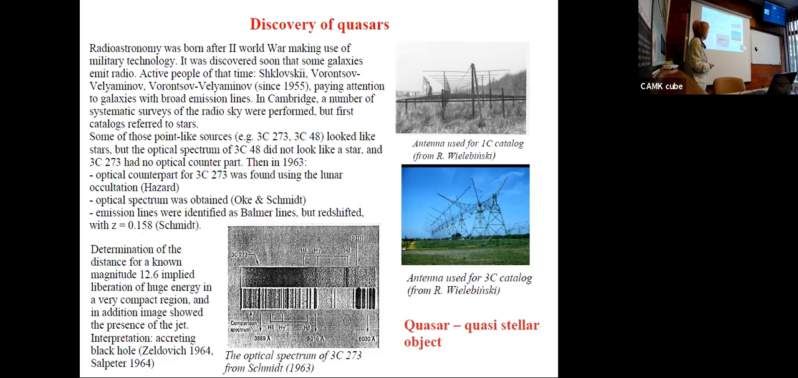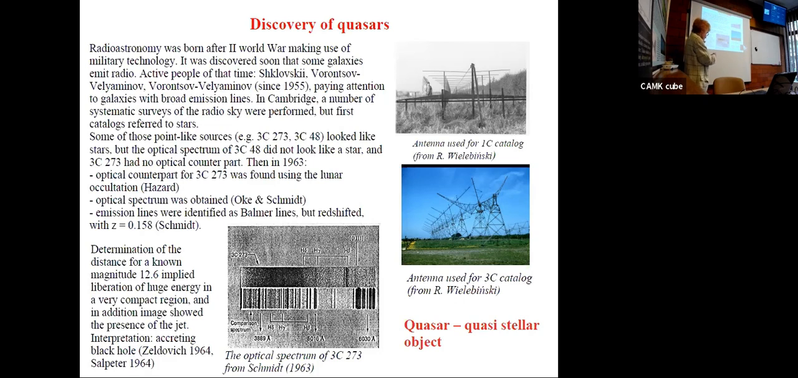born. And in addition, the source is somewhat variable in the optical band, which gave limits to the size of this thing. So this result was published in 63, and in 64, Zeldovich and Salpeter immediately interpreted this as an accreting black hole. Well, precisely the term black hole was not yet used in those papers. It was born a bit later, I think at the end of the 60s, with quite complicated history. I don't remember it in detail. Sometimes it's said that it's Wheeler who started to use it, but that's not quite correct, I think.